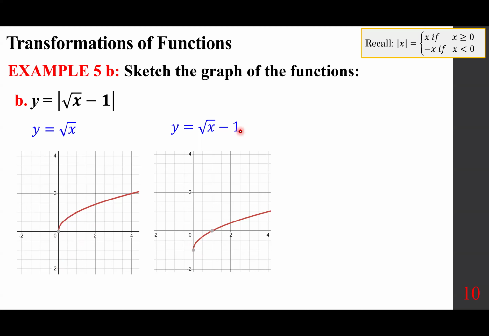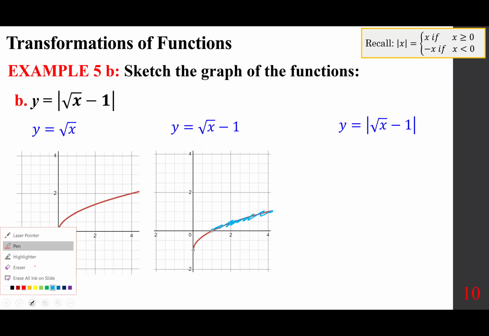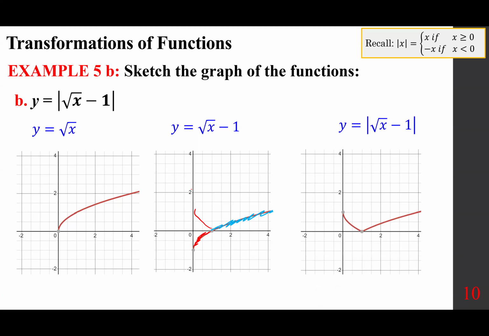All right. Now that we are done, we want to go with the absolute value. How do we do that? Well, this portion, everybody, remains unchanged. This portion is below the x-axis, so it flips over like that. So the portion above the x-axis does not change. The portion below, you flip it over with respect to the x-axis.